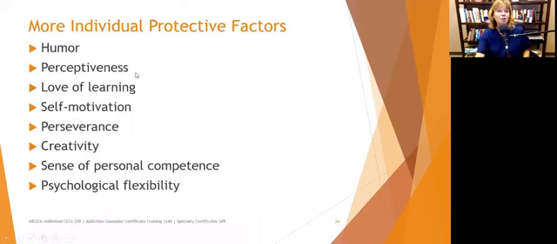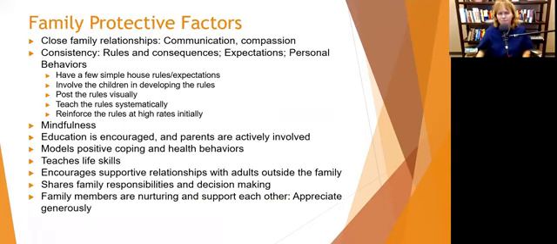If they have a sense of humor, if they're perceptive, if they love learning, if they're self-motivated, if they can figure out how to persevere, even if they're bored or they hate what they're doing, if they're creative, if they have a sense of personal competence and psychological flexibility, again, all of those things help buffer against bad things that happen and help them have a better chance of avoiding anxiety and depression.